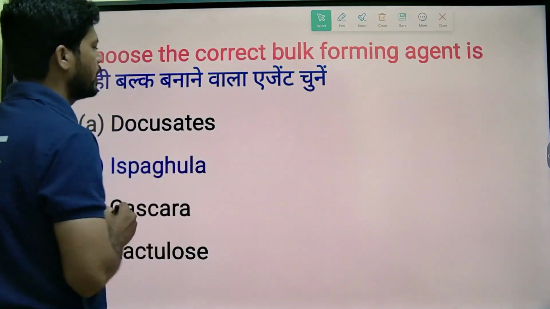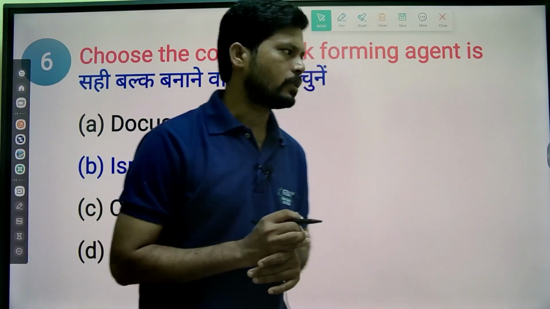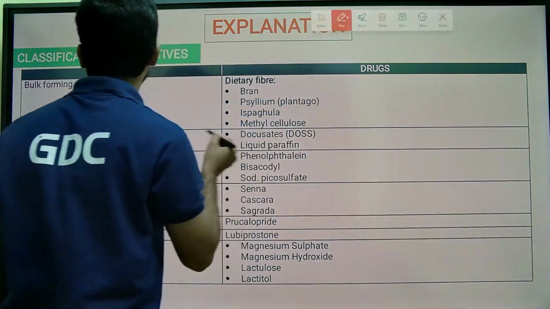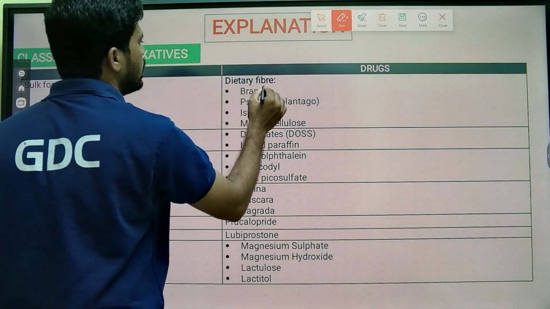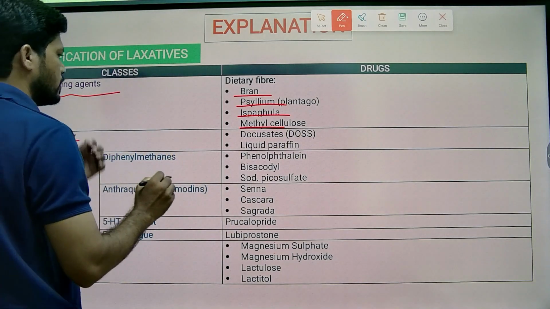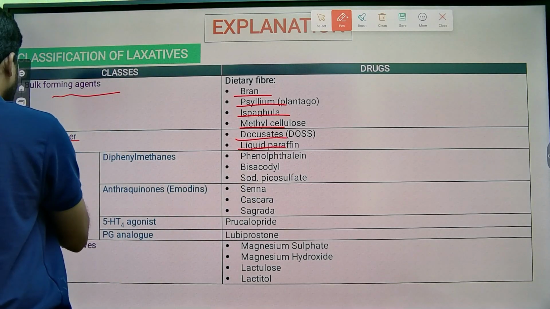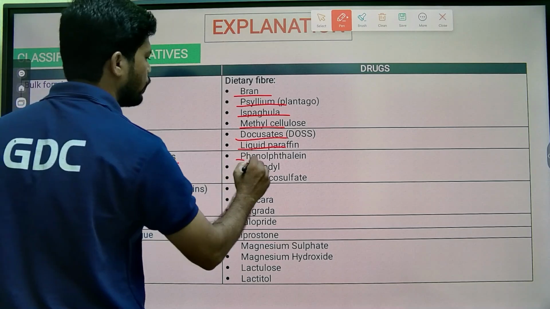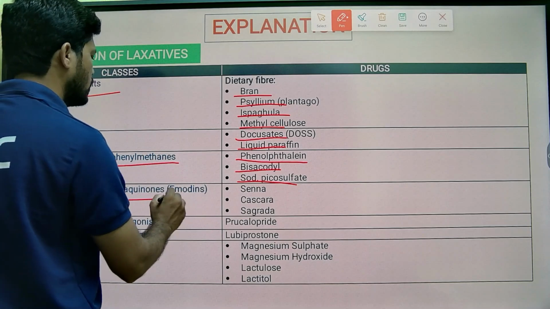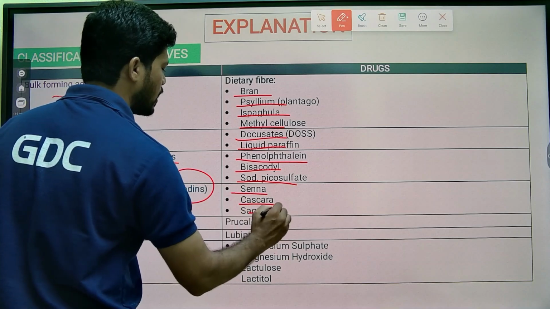Which one is the bulk forming agent? The answer is ispaghula, naturally from a plant source. So let's check the detailed answer. Bulk forming agents are dietary fibers like bran, ispaghula, methyl cellulose. Stool softeners convert fecal matter to soft: docusate, liquid paraffin. And stimulant purgatives: diphenylmethane derivatives, phenolphthalein, bisacodyl, sodium picosulfate, and anthraquinones, also known as emodins, naturally from plant sources, senna, cascara sagrada.